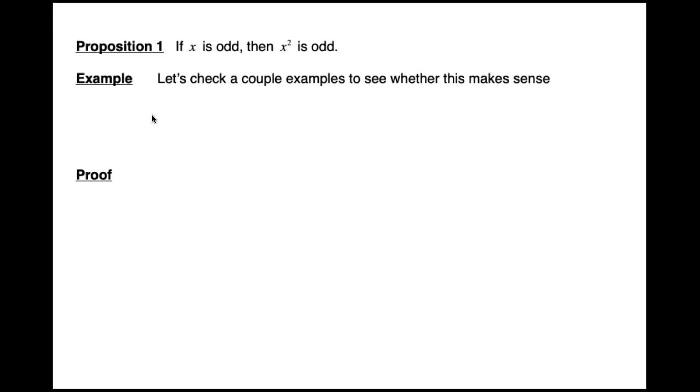For our first proposition, for the proof, we will start with an example that's rather easy. If x is odd, then x squared is odd. Before we go on to prove it, we'll look at two examples, even though I'm sure you've done it in your head already. For example, if x equals 9, then x squared equals 81. That seems to make sense. And secondly, if x equals negative 5, then x squared equals 25. Here too, it makes sense.